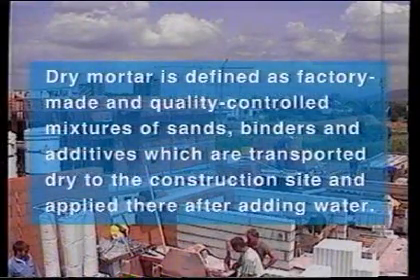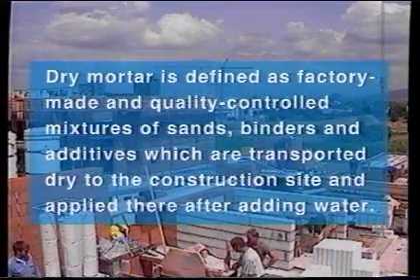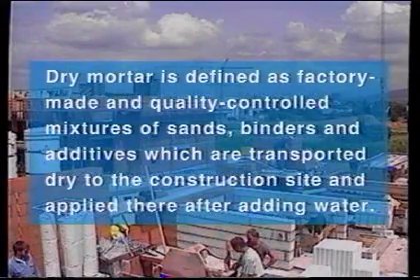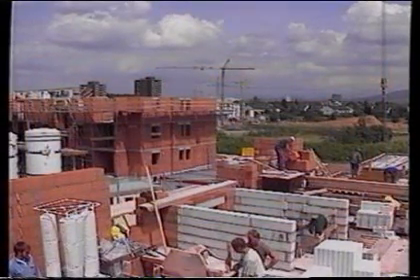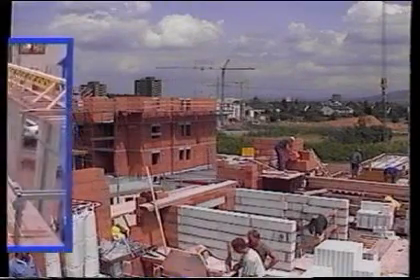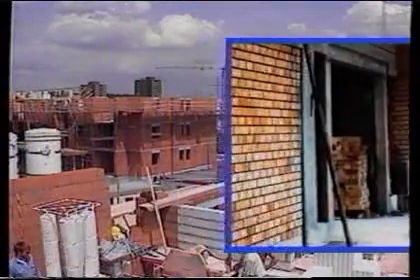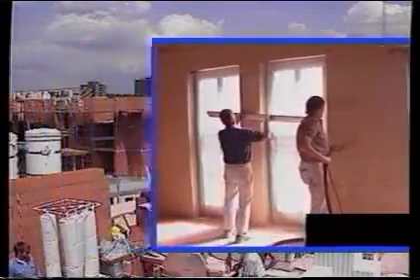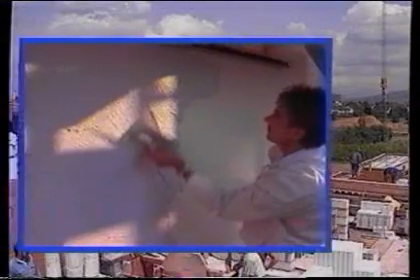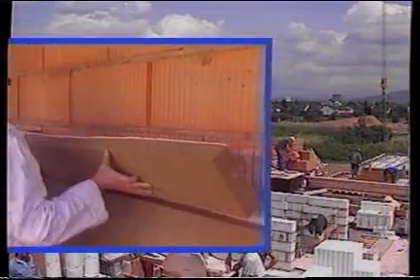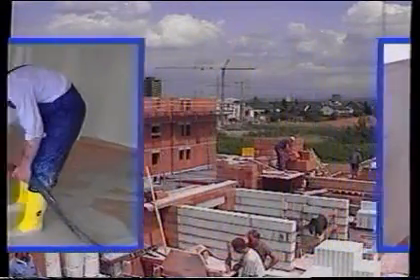Dry mortar is defined as factory-made and quality-controlled mixtures of sands, binders and additives which are transported dry to the construction site and applied there after adding water. Dry mortar is exceptionally versatile. For instance, it can be used as masonry mortar, internal and external render, or coloured decoration render, as bonding cement or filler for insulating systems, as cement-based screed or flowing screed.